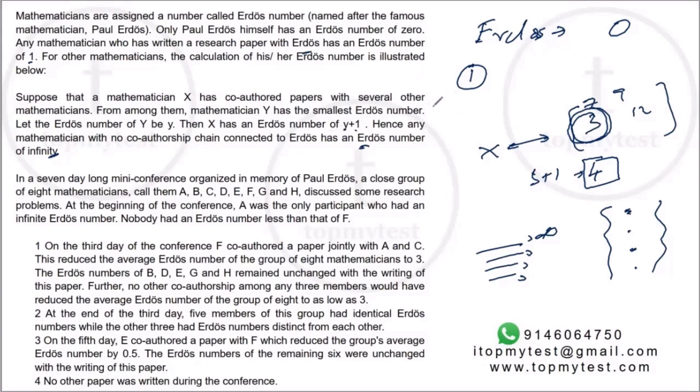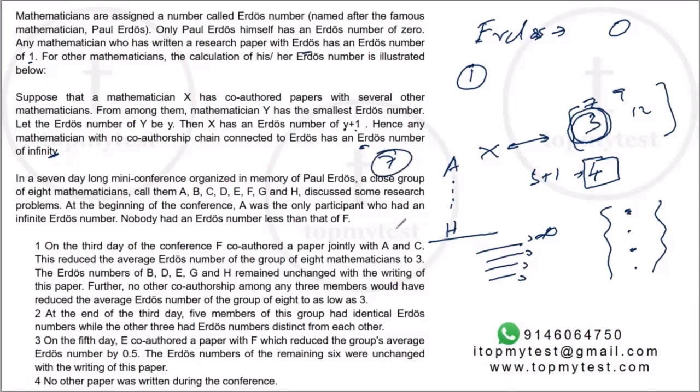Okay, so this is how you calculate the Erdős numbers. Now let's check what the information says. There is a 7-day long mini conference organized in the memory of Paul Erdős, a close group of 8 mathematicians. Let's call them A to H. So you have A to H, right? It's a 7-day conference.